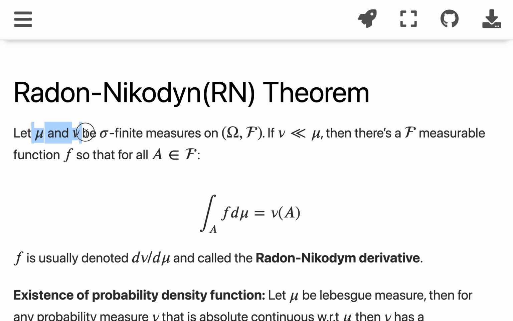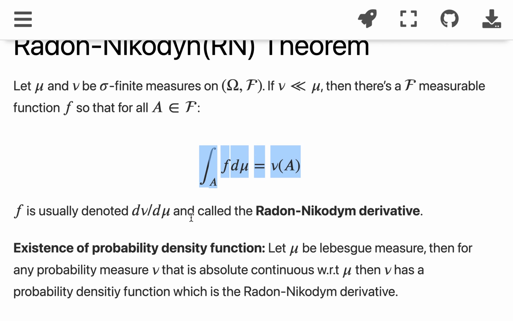So given that mu and nu are sigma finite measures on this space, and nu is absolute continuous with respect to mu, then there exists a measurable function f such that for all A in this sigma field F, the integral of f d mu is equal to nu A. And f is usually denoted by d nu d mu, like what we see in fundamental calculus, and that function f is called the Radon-Nikodym derivative.